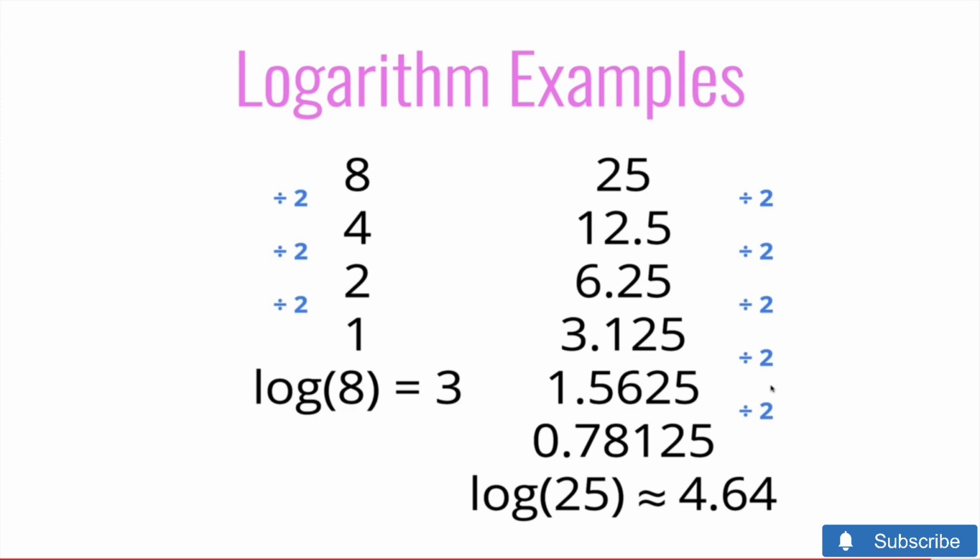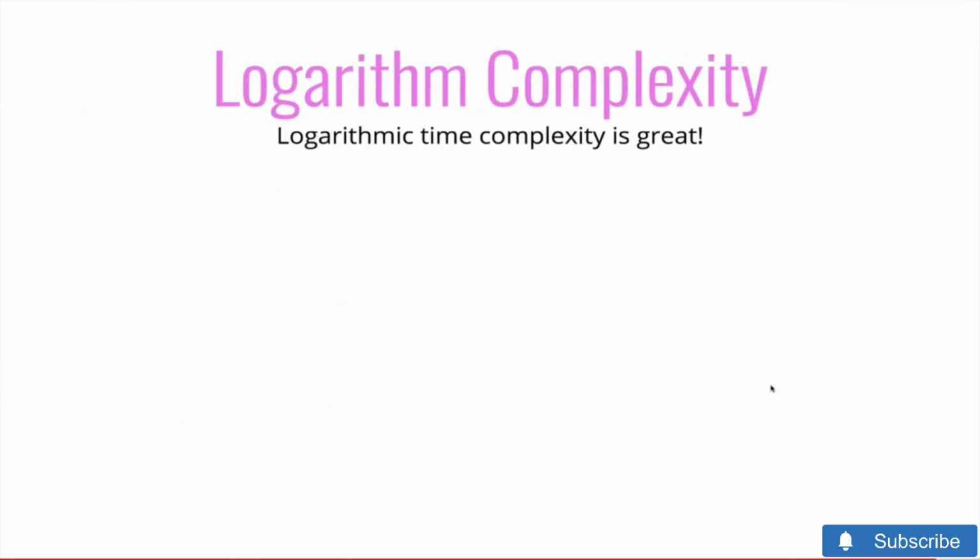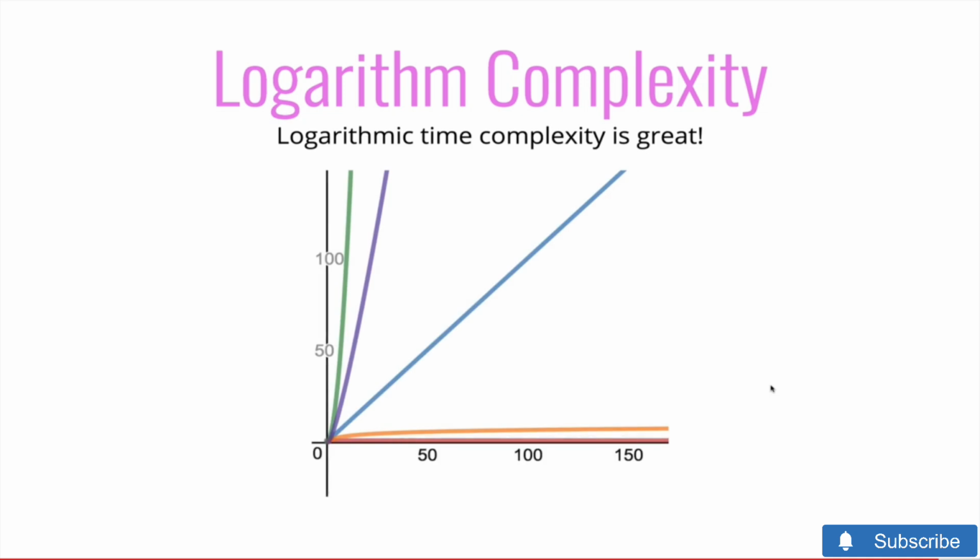So the actual calculation is not that important. What matters here is if we take a look at it on a chart. Logarithmic time complexity is great. If you have an algorithm with log n time complexity, I'll show you which one it is here. Here we have constant time in red.